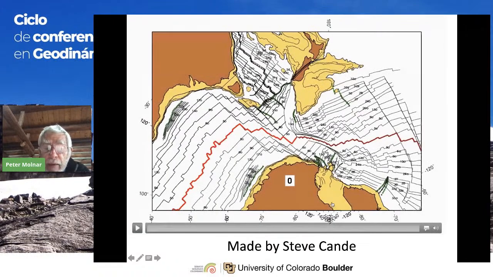So I'm going to show you now an animation made by Steve Candy. This goes backward in time. So today is 0 and it will go back to 80 million years. This is New Zealand up in here. The plate boundary is oversimplified.